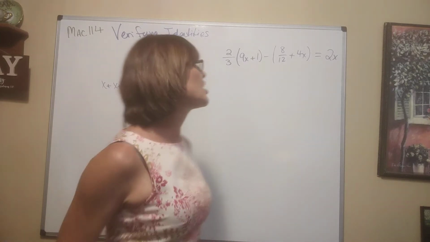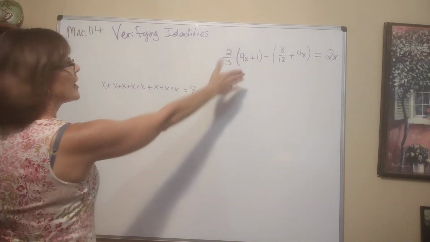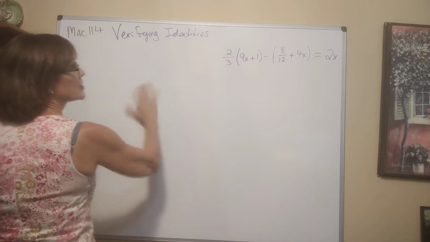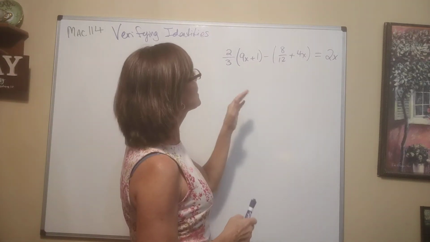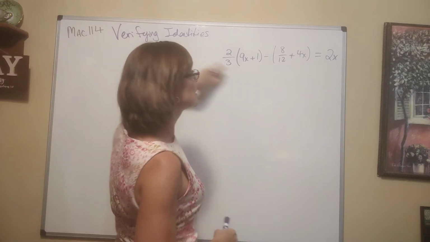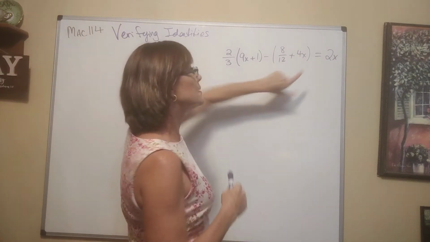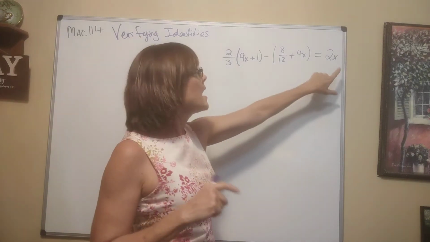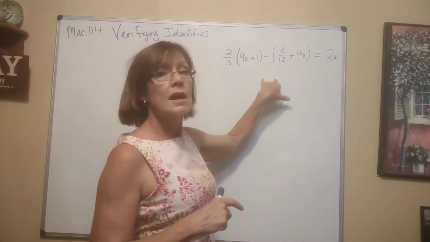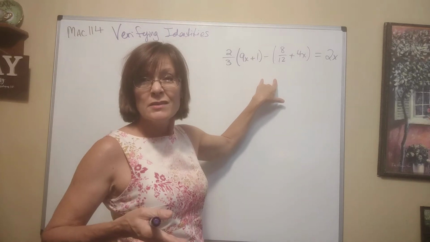So let's give this a shot. If I have to verify this identity, show that this is an identity, I see that I want it to end up looking like 2x. Either I have to take 2x and make it look like this, or I have to take this and make it look like 2x. So I'm only going to work with one side of the equation. And I'm going to choose the more complicated side because there's more things I can see to do.